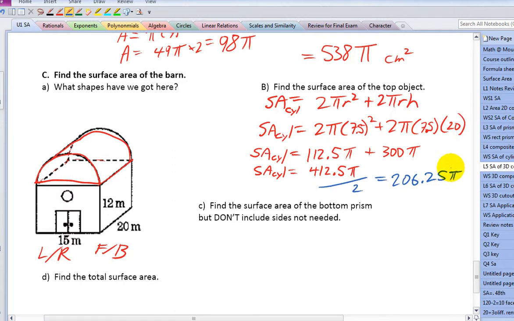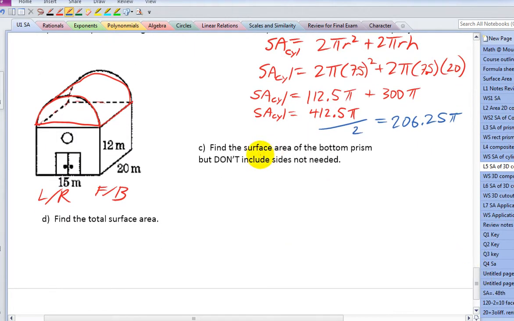Hands up if you got this. Okay. Final total answer is 206.25 pi because that's for the half a cylinder. So once I found a full cylinder, I just divided by 2. Okay, good. So again, we're not going to include the sides not needed for the bottom prism. So we're going to do a left and a right, and then we're going to do a front and a back. Okay, please work across. Show me those.